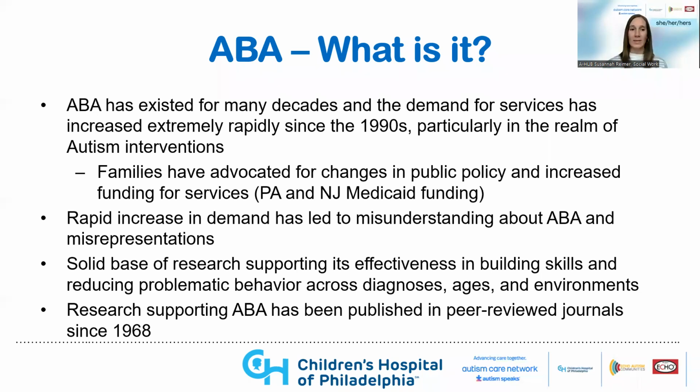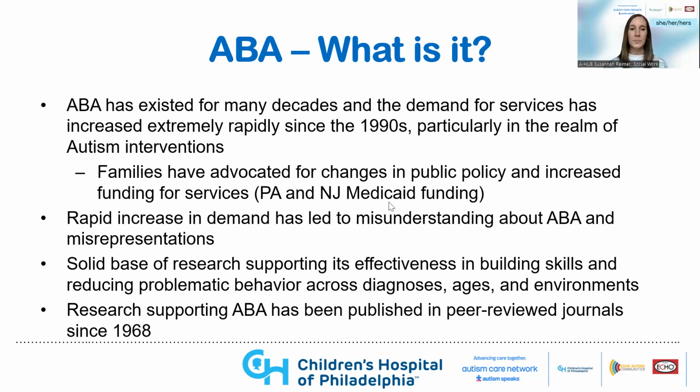But along with this increase in demand and attention about ABA has also led to some misunderstandings and misinformation, and also some autistic adult self-advocates speaking out about experiences they had as children that maybe weren't really in line with what we know today our goals of ABA should be. So we want to just go over a little bit today about what we are talking about when we suggest ABA services for a family and for a child, and how we want to provide good evidence-based information so families can make decisions about the services that are going to be the right fit for their family.